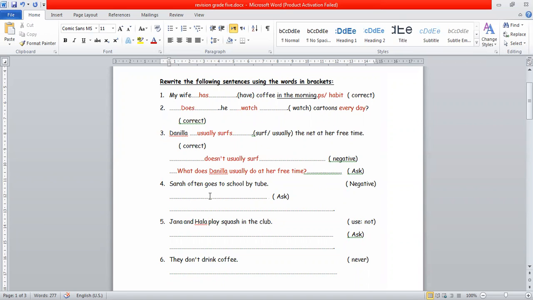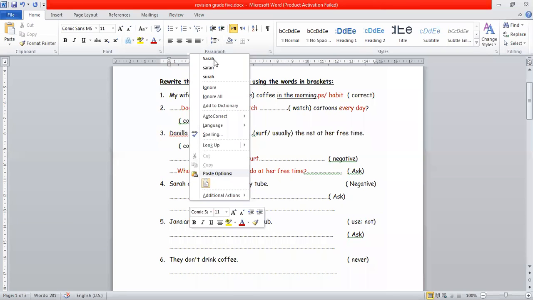Because Sara is she, and she loves S. Yes, because we have S in the verb. Because we have S in the verb, so who catches the S? Does. Very good. So does catches the S. So the sentence will be Sara doesn't often go to school by tube. Okay, now who can make it into question form?